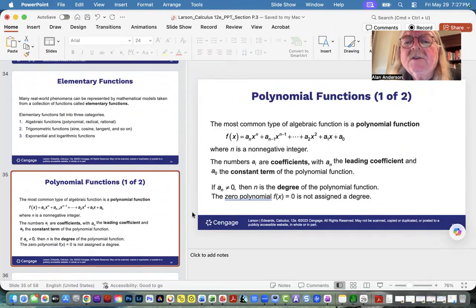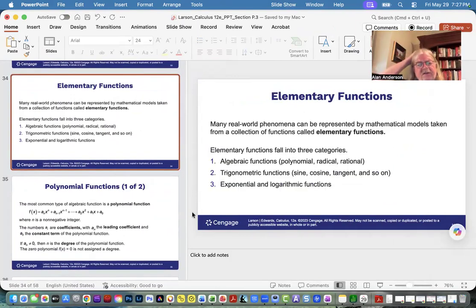So now they're going to sort of remind us how to classify functions. We're going to see all of these as we go along. Algebraic functions include polynomial, radical, and rational functions. Trig functions, which you have maybe not thought about for a while: sine, cosine, tangent, all the rest of the basic trig functions. And then we have exponential and logarithmic functions that we need to look at.